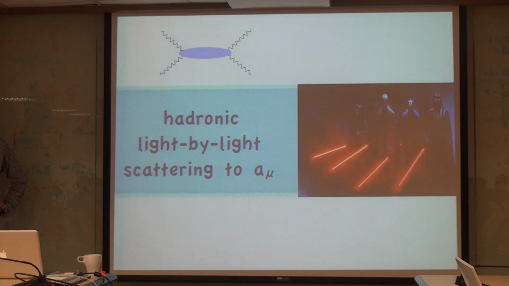So I would like to spend the last 20 minutes or so to look at this four-photon process. So like to scatter light by light and giving rise to light-by-light.